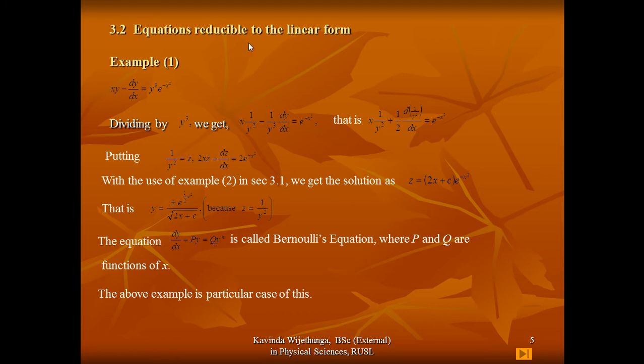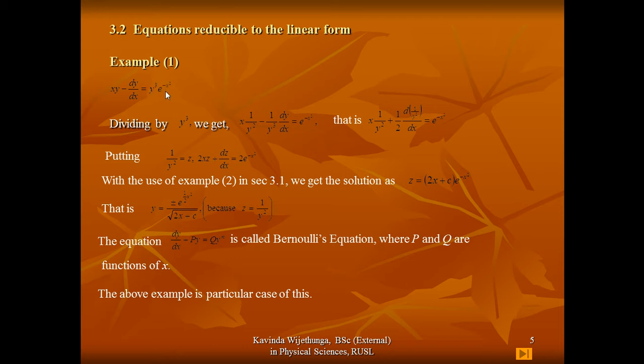Equations reducible to the linear form. So here is an example. If we consider x y times dy by dx minus dy by dx equals y to the power 3 times e to the power minus x squared. So if we consider this, the dy by dx term is there, right? The x y term is also correct, but if we consider the right hand side, what happened?